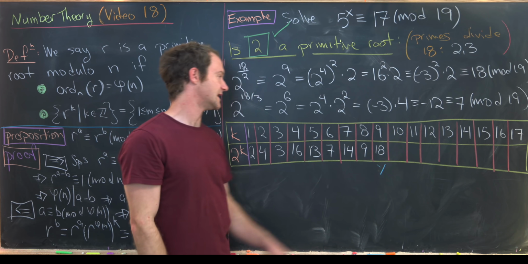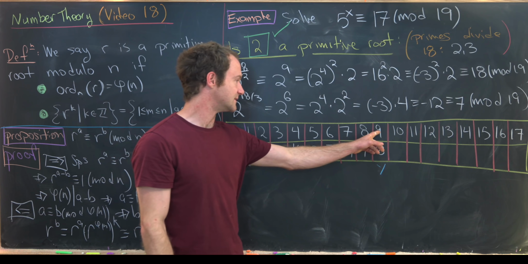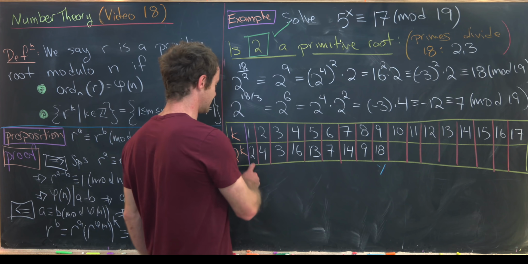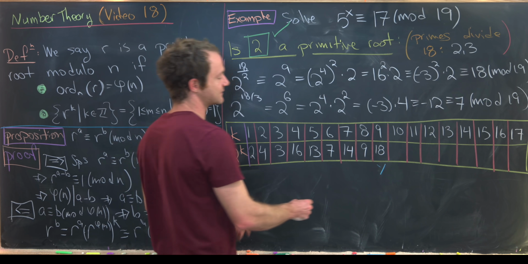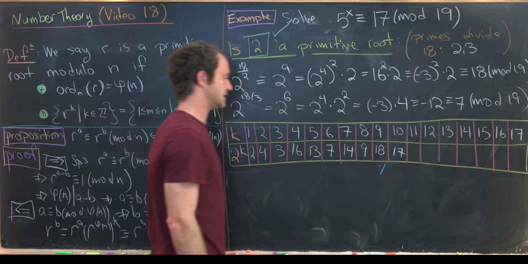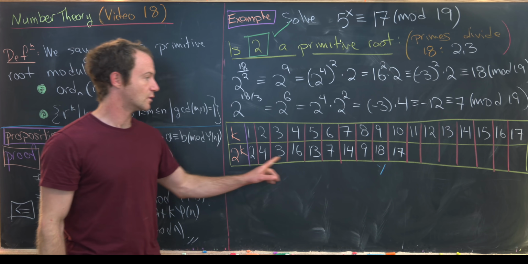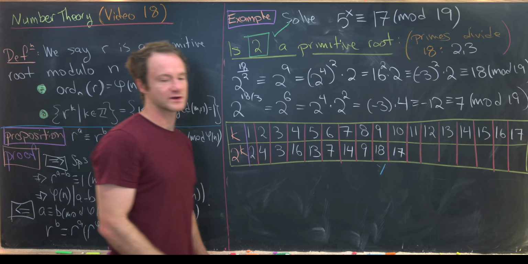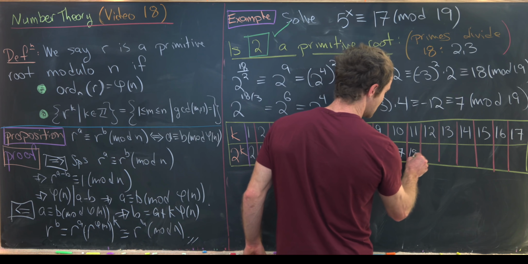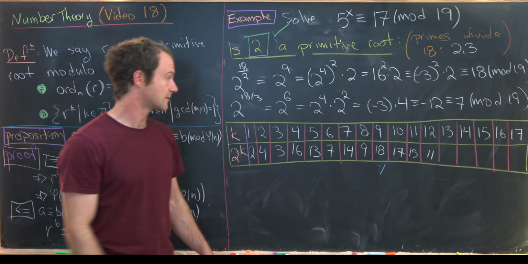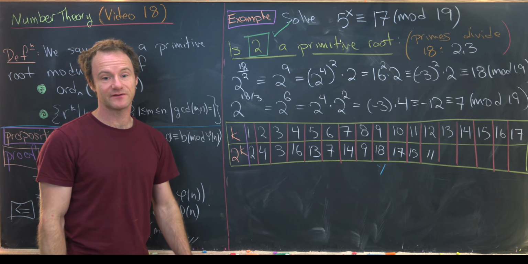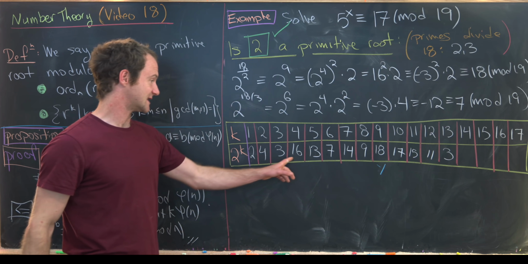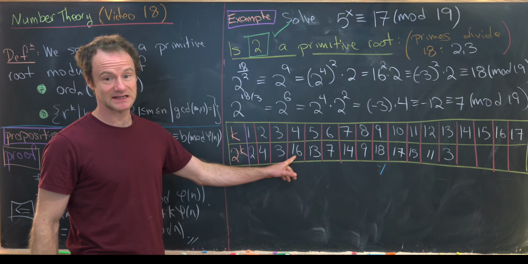2 to the 10 is the same thing as 2 times 2 to the 9, which is negative 1. That makes it equal to negative 2. But notice negative 2 is the same thing as 17. Then likewise, we'll have negative 4 right here. But negative 4 is the same thing as 15. We'll have 11 here because that's the same thing as negative 6. We'll have 3 here because that's the same thing as negative 16.